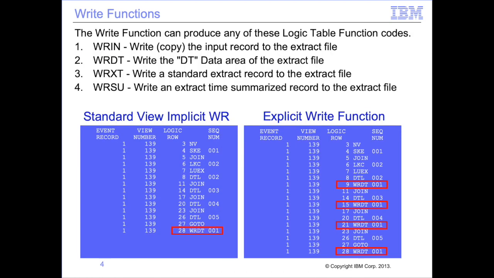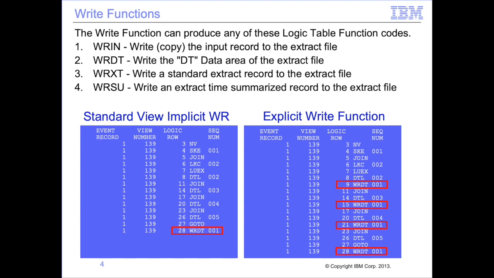Standard SAFR views always contain one of these four write functions, either writing a copy of the input record, writing the DT area of an extract record, writing the standard extract record, or a summarized extract record. Typical views contain an explicit WR function in the logic table, almost always as the last function of the view. This can be seen in the logic table on the left.